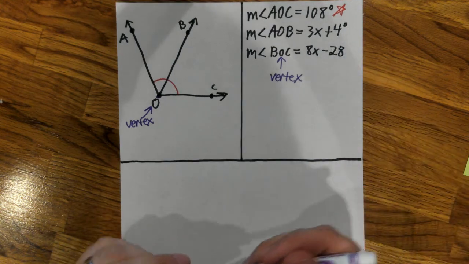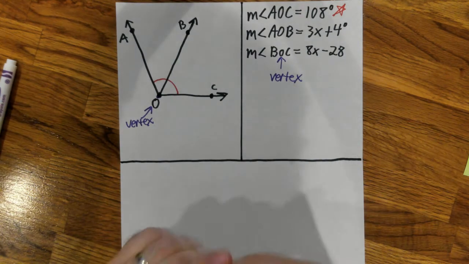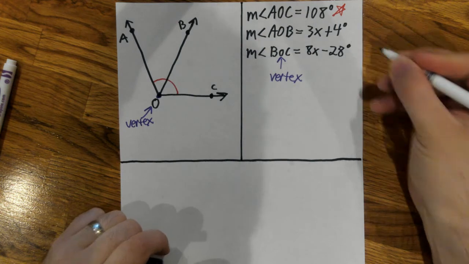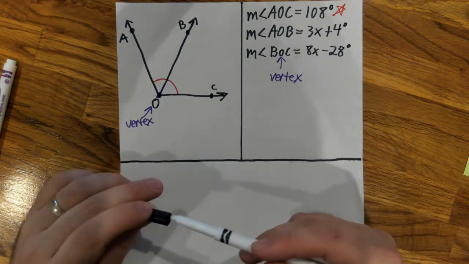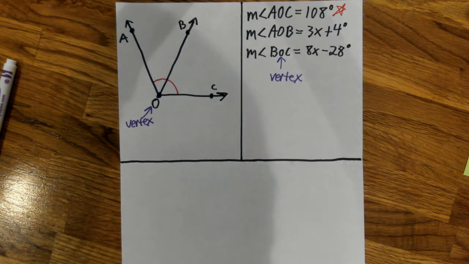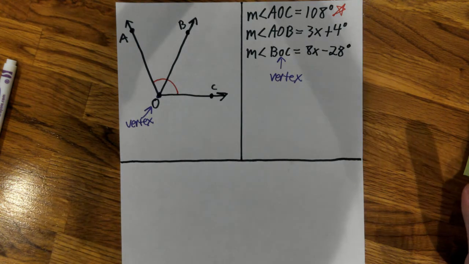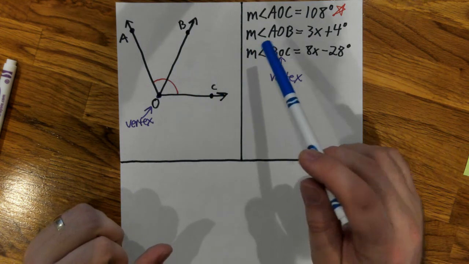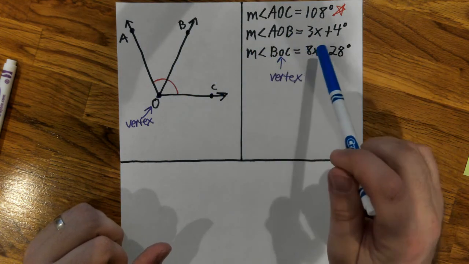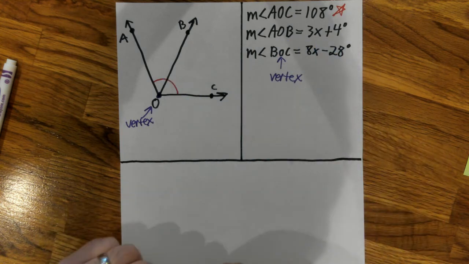Now in these ones, they give us expressions for the degree measure. They don't say what exactly the degree is. We're going to have to figure that out. It's important that when you're doing a problem like this, that you draw the picture, right? And that you include these expressions in your picture.